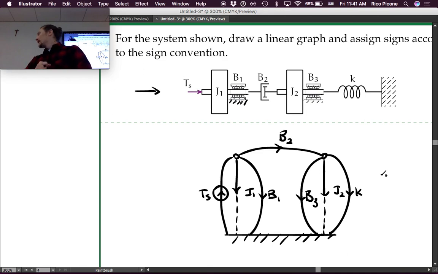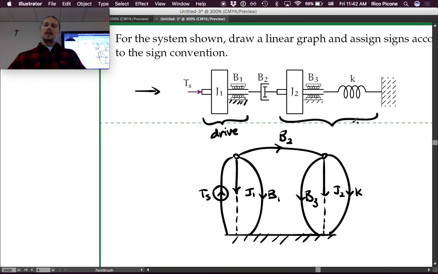So we can construct a linear graph. Not too bad. So I want to talk for a moment about this system that we're looking at here, like what this might model. So the torque source comes in here. Maybe this is like a motor of some sort, and this side here is the drive side with the motor connected to it. And this side over here is going to be like the load side, right? And then there's a coupler.